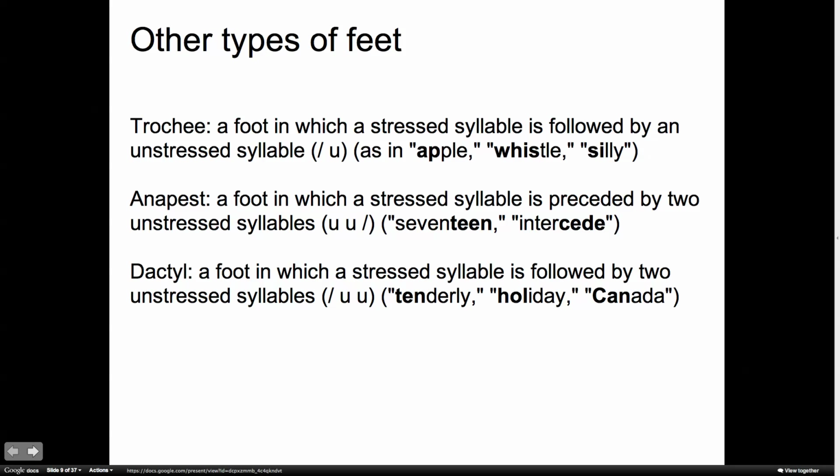An anapest is a foot with 3 syllables altogether, in which a stressed syllable is preceded by 2 unstressed syllables, as in 17, intercede. A dactyl is a foot in which a stressed syllable is followed by 2 unstressed syllables, as in tenderly, holiday, and Canada.